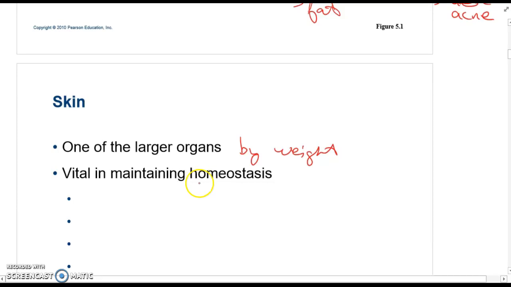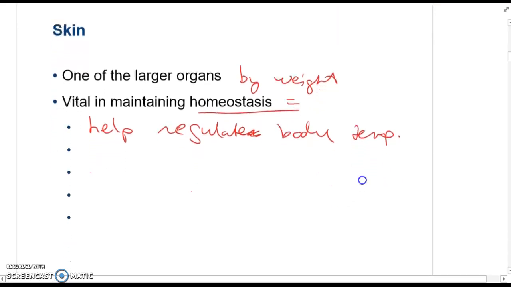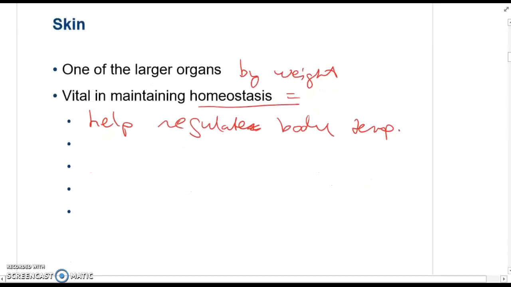So we already know what homeostasis means, right? That's maintaining stable internal conditions. So how would the skin help to do that? Number one, it helps regulate body temperature. And that's where sweating comes in. You know that this is what comes out of the skin.